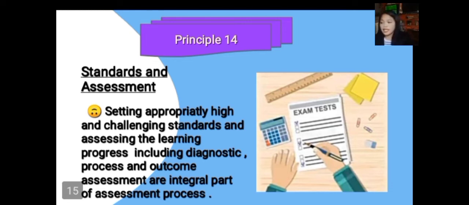Of course, you need to evaluate your students. You're not just there for them to teach, but you also need to evaluate and assess them, so that you can be able to identify their differences. That will help you as a teacher to be aware of that case.